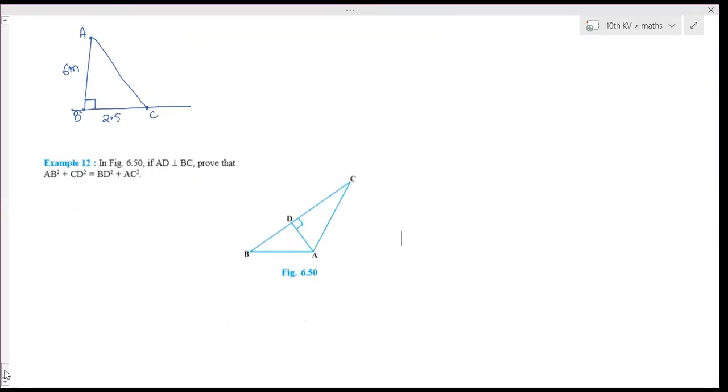Now the proving part of this chapter. This exercise is very important. Many questions are asked on this part. Now when this figure is given, AD is perpendicular to BC. Prove that AB square plus CD square is equal to BD square plus AC square.